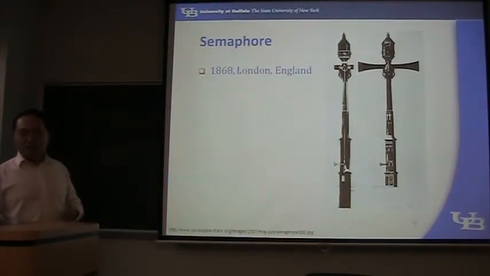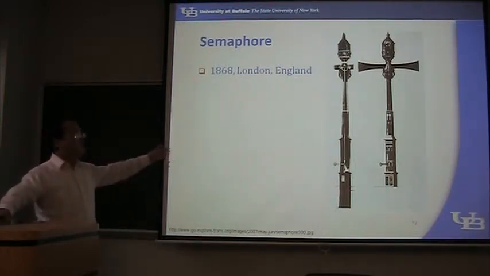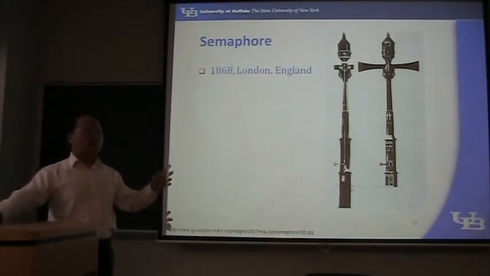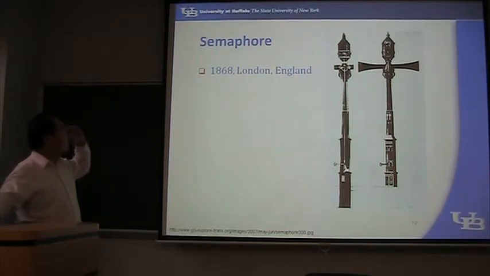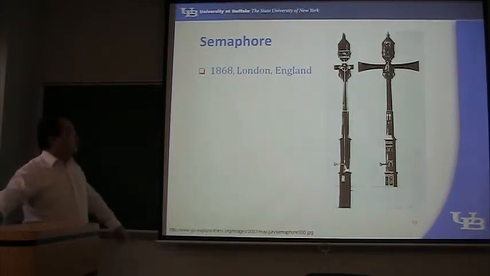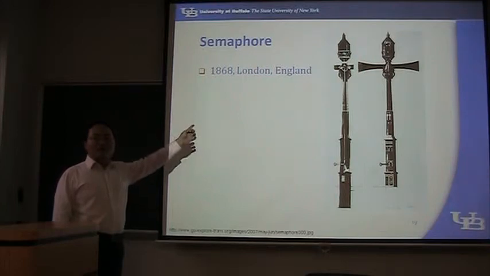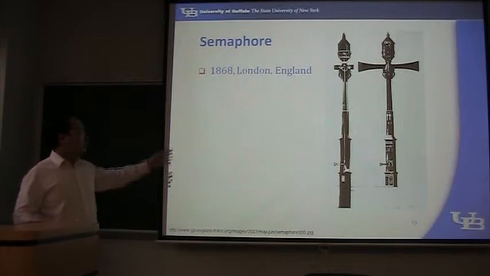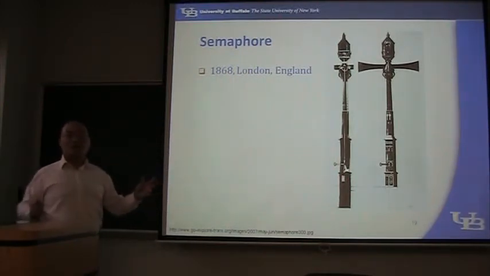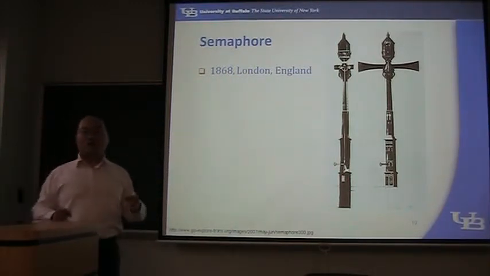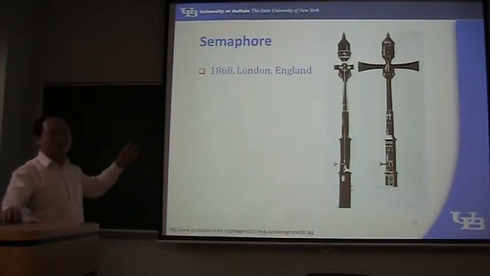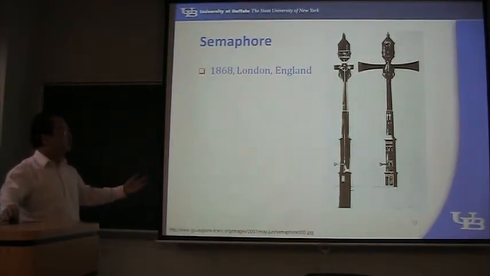So anyone knows what it is? This is called semaphore. This is the earliest traffic signal, which was used in 1868 in London. Do you think at that time there was any car in the world? No. These things were used for horse-drawn carriages. They were not used for motorized cars. But these are the earliest traffic signal.